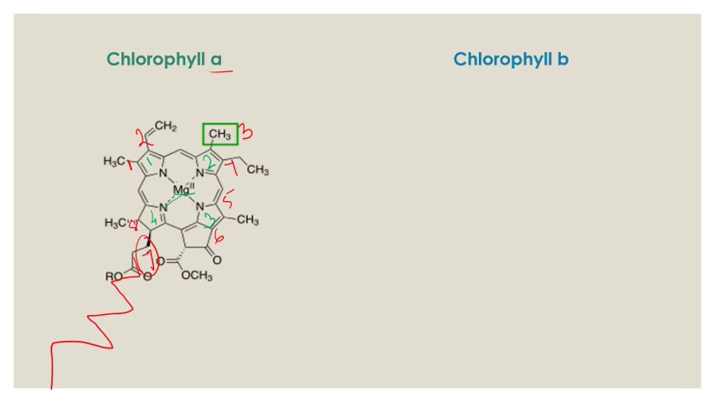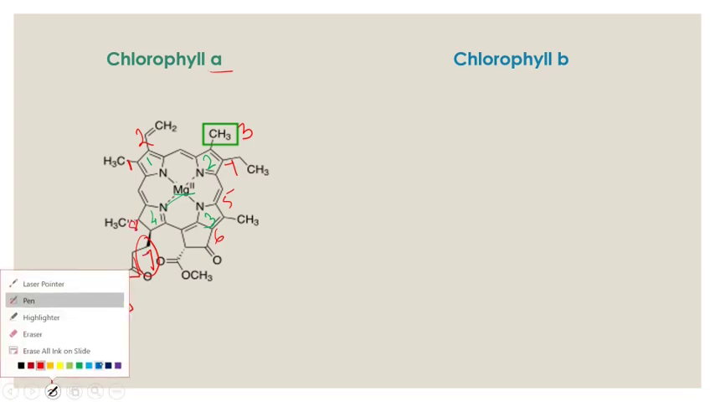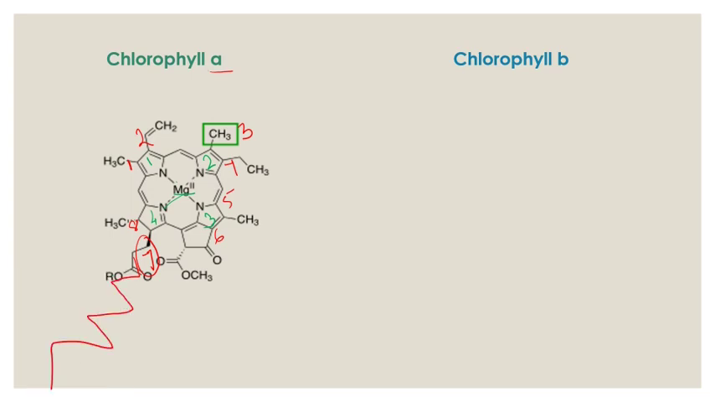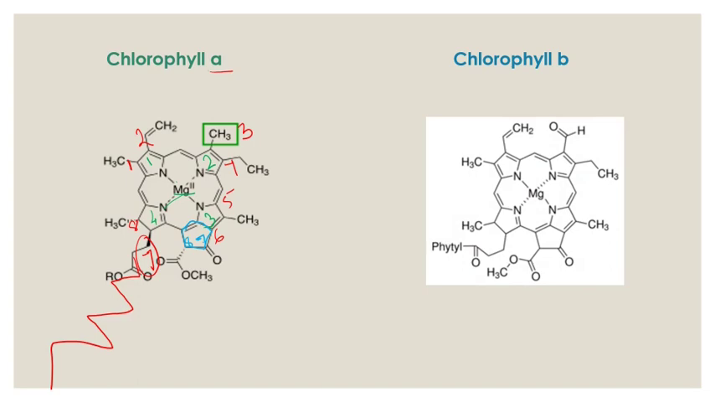Let me show you the cyclopentanone ring with another color. The cyclopentanone ring will show with blue color. So this is the cyclopentanone ring. Similarly, let us have a look at chlorophyll B. Magnesium in the center, four pyrrole rings. This is 1, this is 2, this is 3, this is 4, and this is the cyclopentanone one.